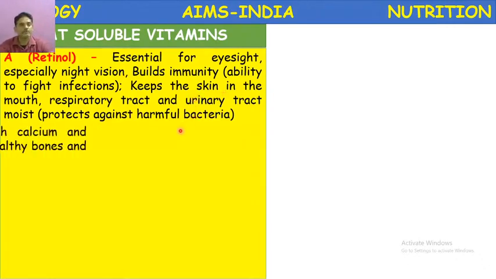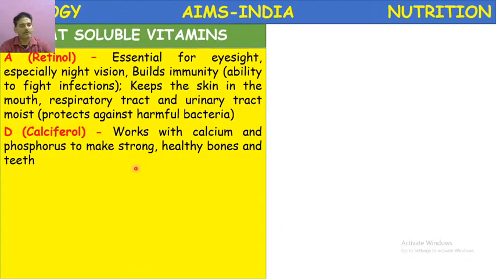This vitamin is available in the form of carotene from the red vegetables like carrot, beetroot, papaya. They are rich sources of vitamin A.